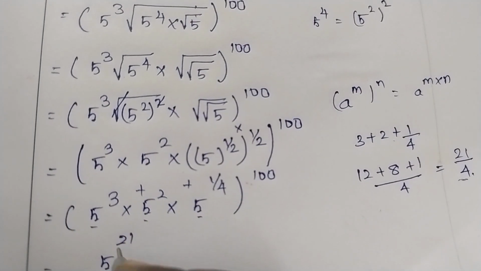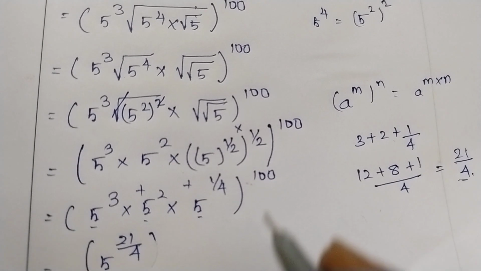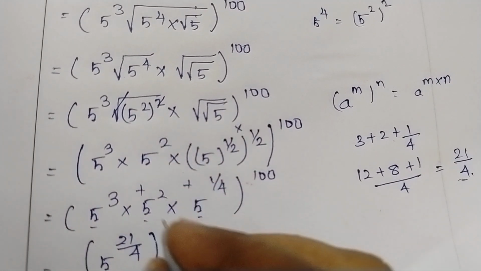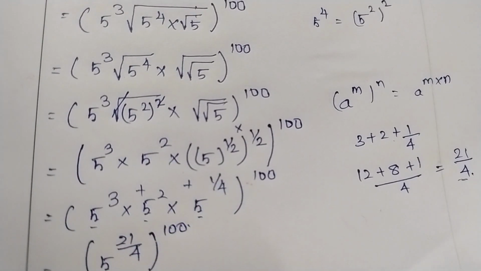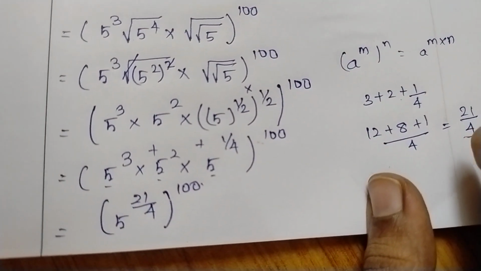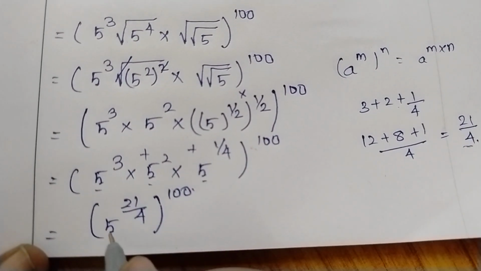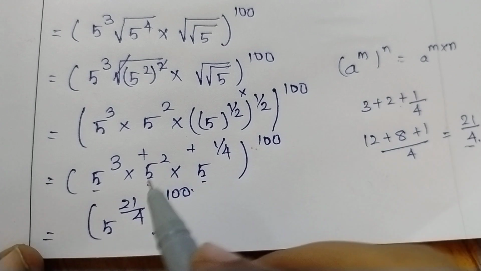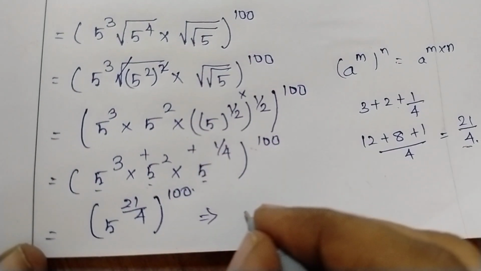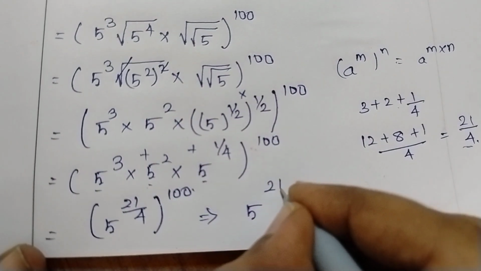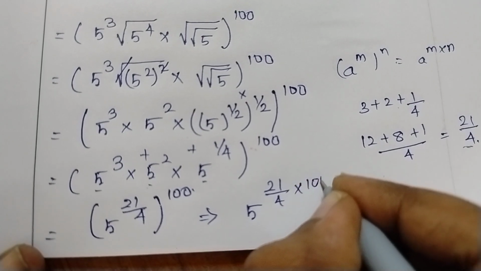5 power 21 by 4, the whole power 100. Okay, the whole power 100. So this is in the format of a power m, the whole power n. So apply this rule here. Therefore this becomes 5 power 21 by 4 into 100.